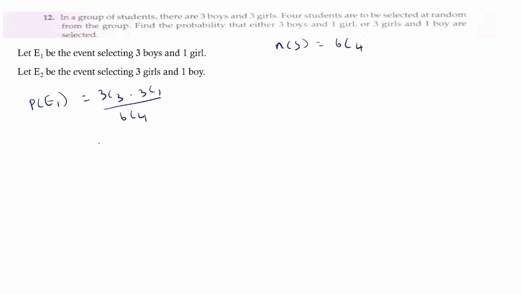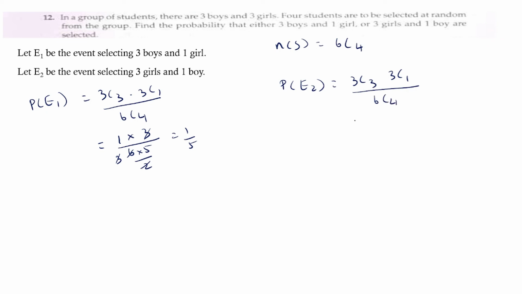So this is equal to 1 into 3 upon 6 into 5 by 2. So it is equal to 1 by 5. So if E2 is the event selecting 3 girls and 1 boy, we have probability of E2 equal to: 3 girls can be selected from 3 girls in 3C3 ways and 1 boy can be selected from 3 boys in 3C1 ways upon 6C4.